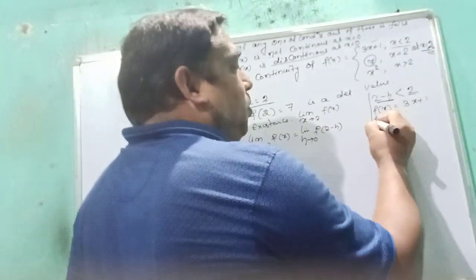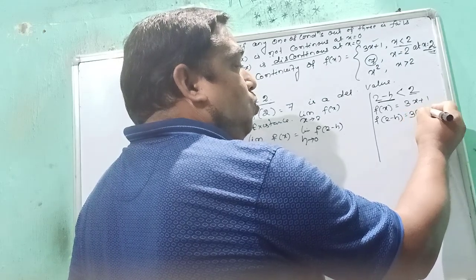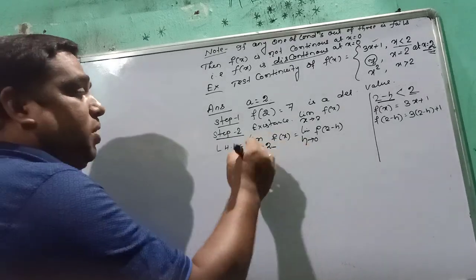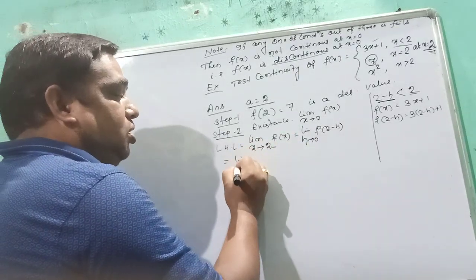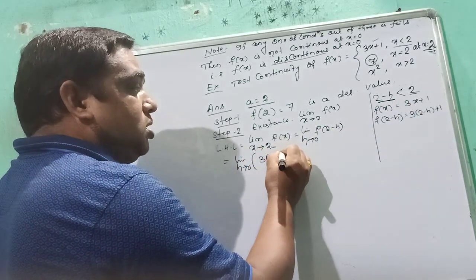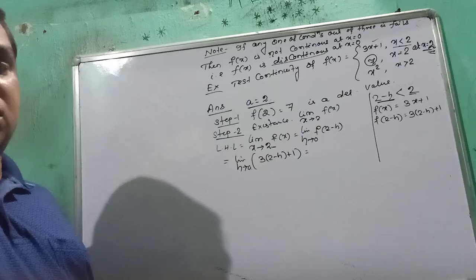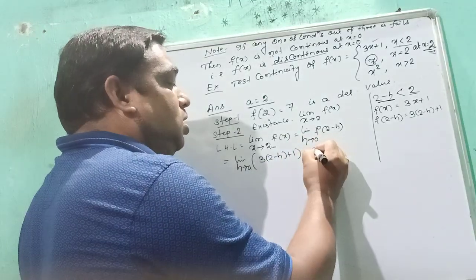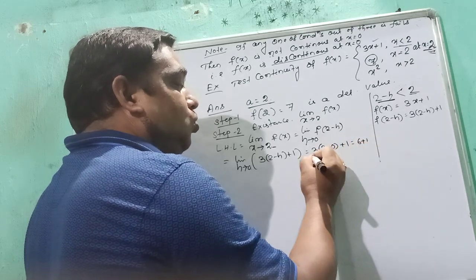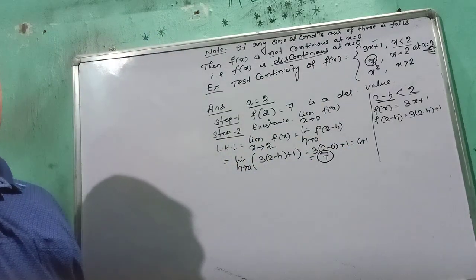So f(2 minus h) is 3 into (2 minus h) plus 1. Now limit h tends to 0 of f(2 minus h) is 3 into (2 minus h) plus 1. Replace h is equal to 0: 3 into (2 minus 0) plus 1, that is 6 plus 1, which is equal to 7. Hence the left hand limit is equal to 7.